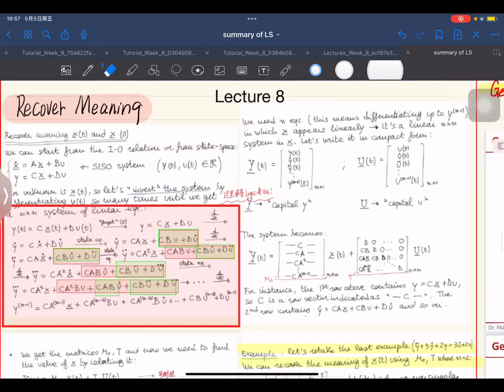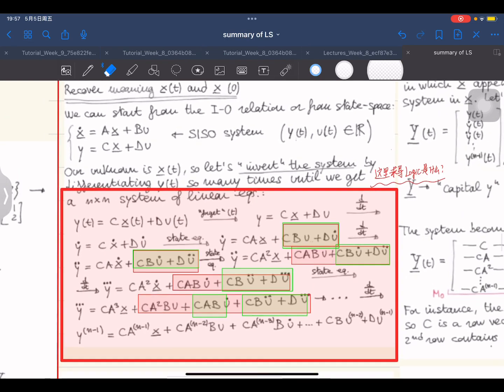So let's see about recurring meaning first. Recurring meaning S(t) and S0. We can start from the IO relation or from state space. S dot equals AS plus BU as an LTI system, where y(t), u(t) belong to R, and y equals CS plus DU. This is the relation we have talked about before, right?